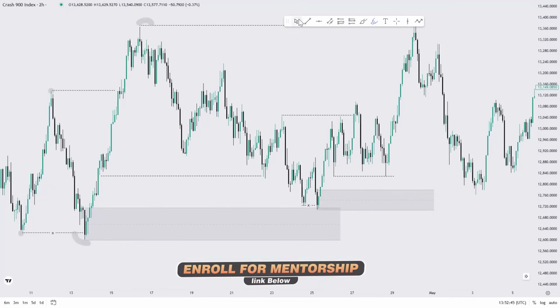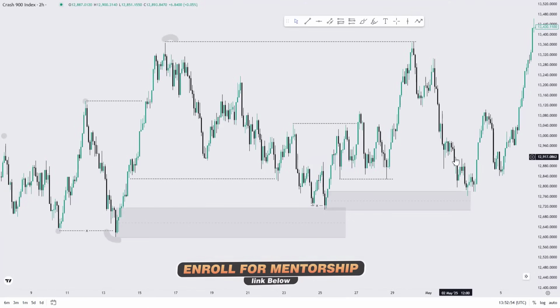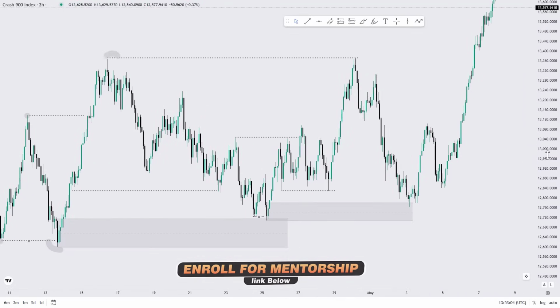So extending this right now to see how price returns. See, price came back and mitigates the level, giving you another clean entry. Hope you can clearly see that. And see, we have another institutional move right there. Now, imagine you want to get involved again. What are you going to see?